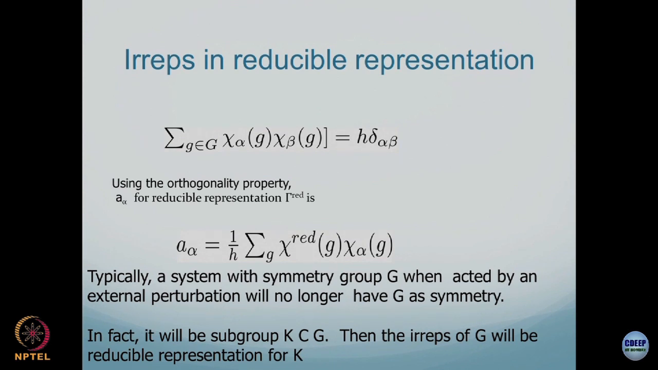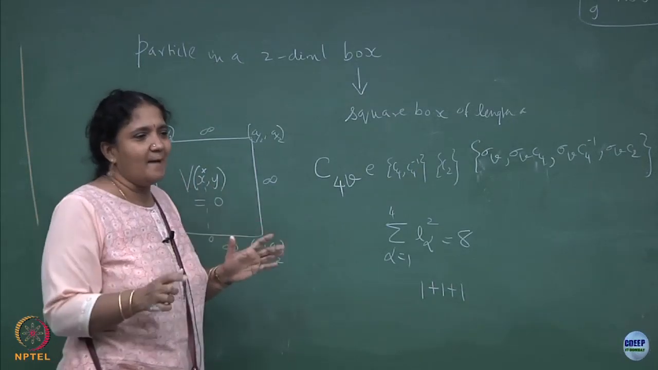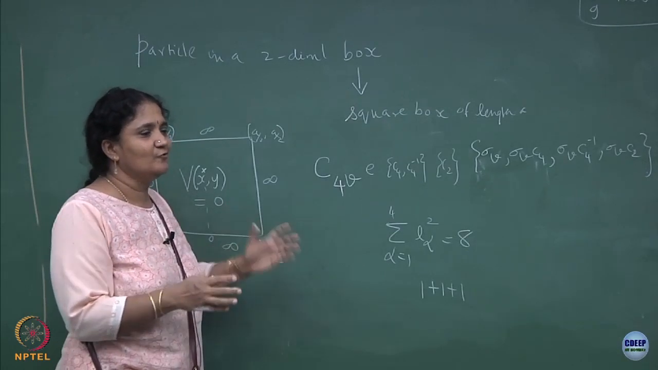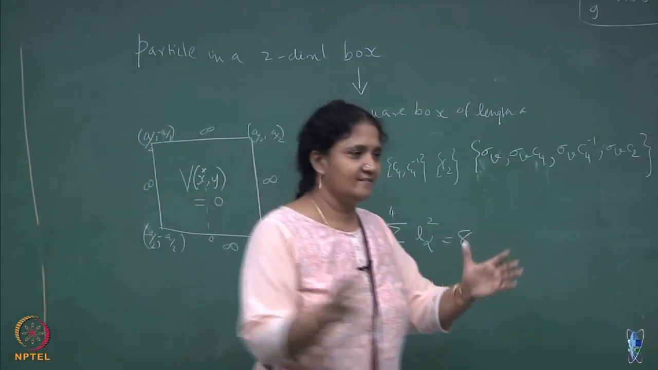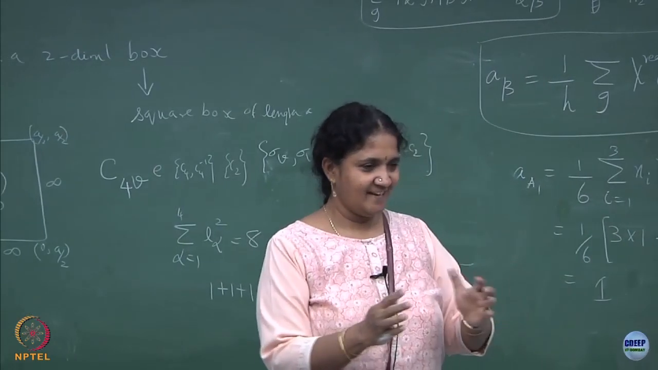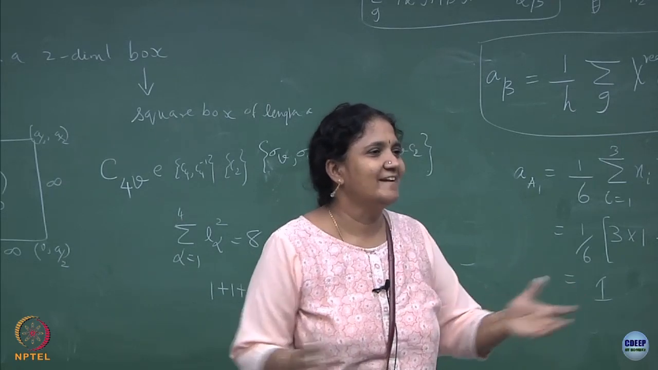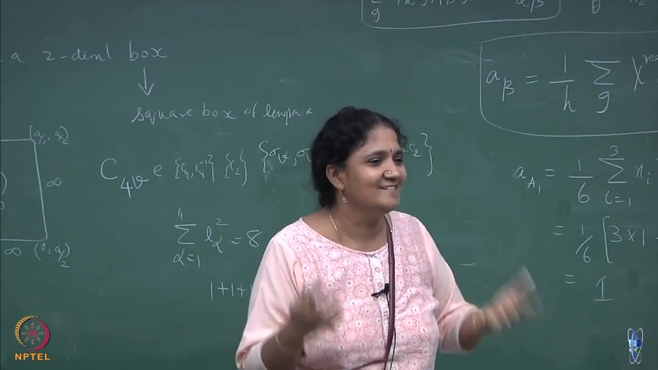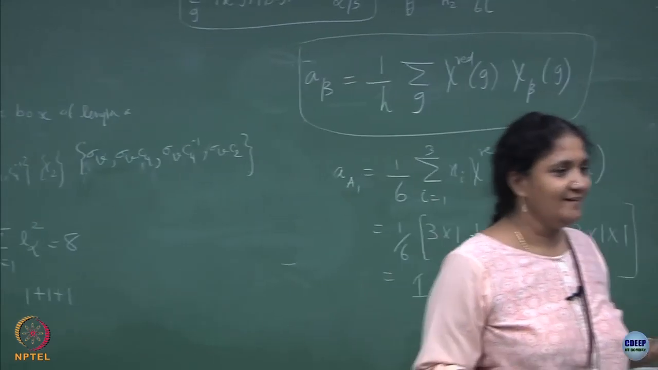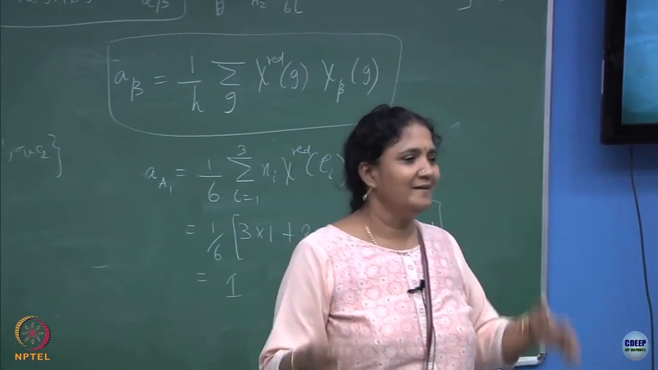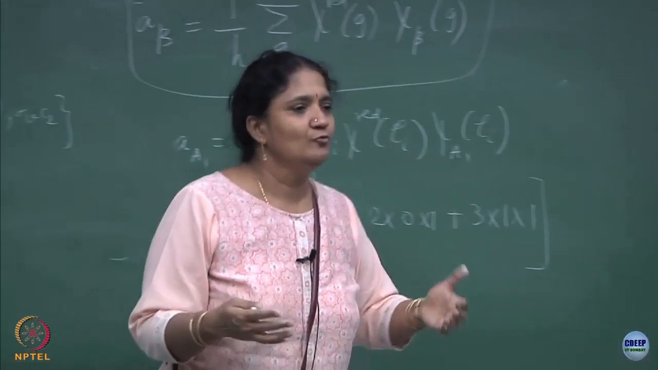C4V is the symmetry of it and then suppose some perturbation happens, some kind of a storm happens that this square box starts, you know, either shrinking, not uniformly, completely, it becomes rectangular, let us say. Then what is the symmetry? It will become C2V, right? It goes to a lower symmetry group. Okay. From C4V box, it goes to a lower symmetry group.